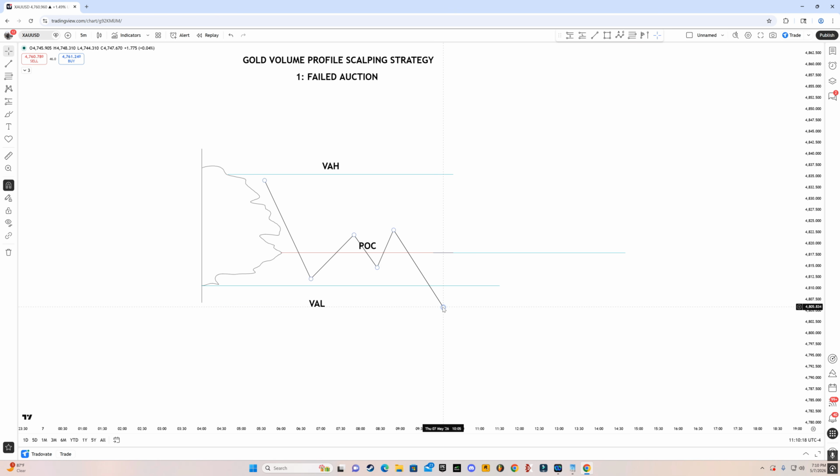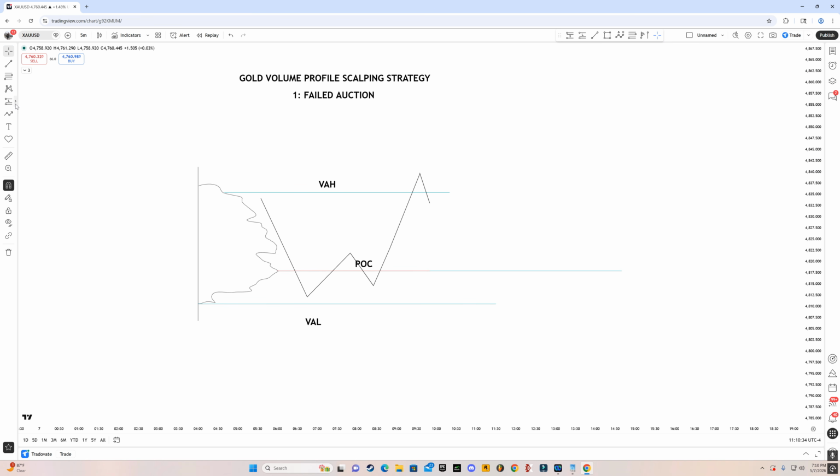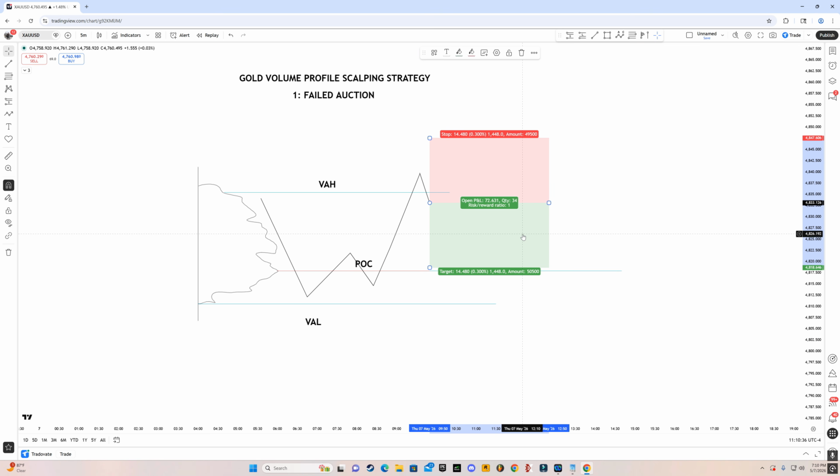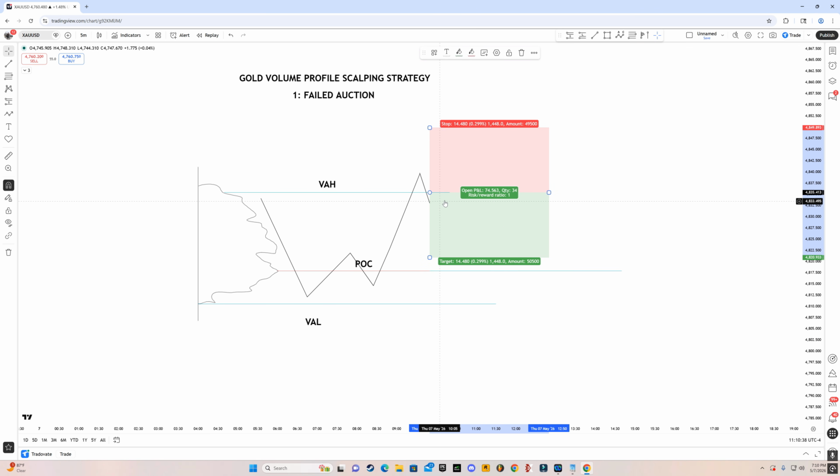So let me just go here, and let's say that price goes up like this, right? It peaks above the value area high and closes on the 5-minute above the value area high, and then instantly closes back below. Now that is another failed auction setup. So you can take your entry directly or you can wait for a retest. Of course, it has pros and cons.